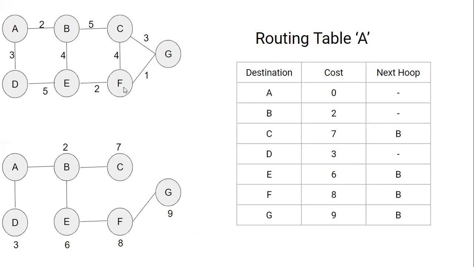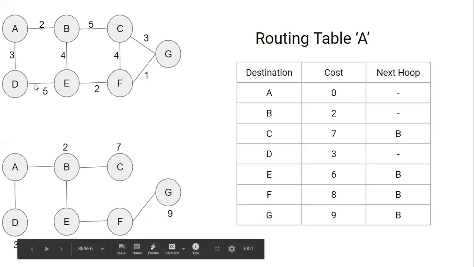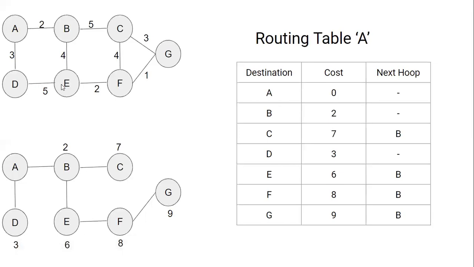Now we need to travel to F. See, in the second diagram we don't have the connection between D and E here. So there is no way to travel from D and E. So there are only two chances to travel to F. One is A to B, B to E, E to F, or A to B, B to C, C to F. Only two chances are there here.